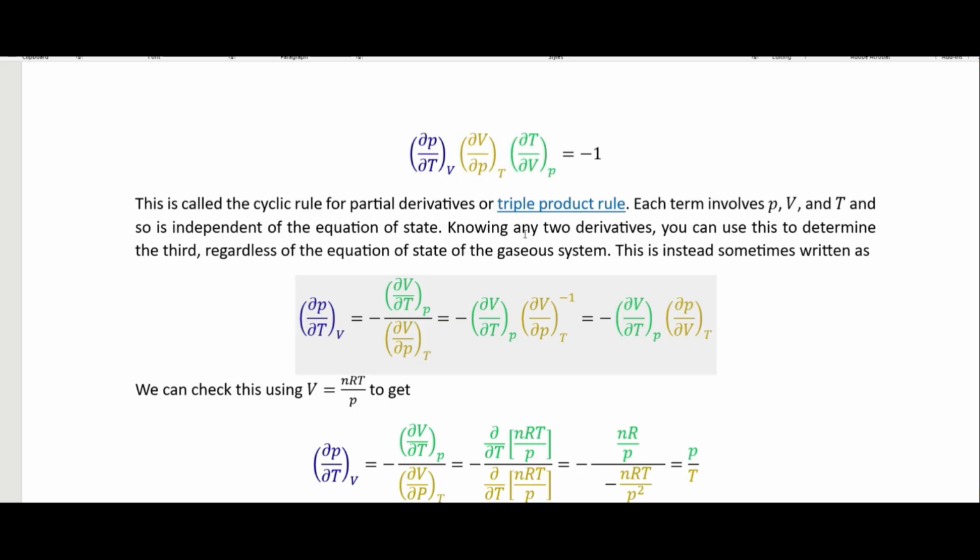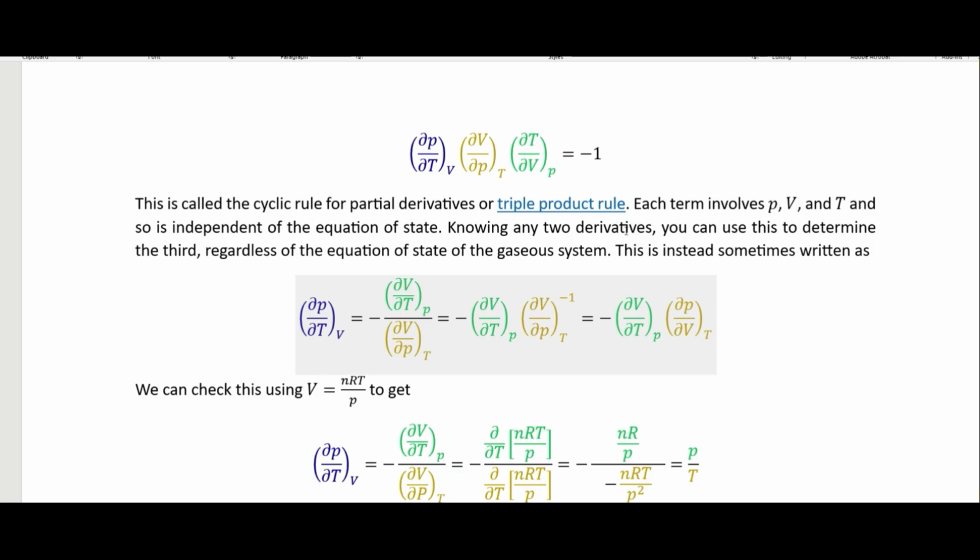Again, we can think of this like fractions in algebra, where we see this pressure right here will cancel with this pressure, this volume with this volume, this temperature with this temperature. And so when we multiply all these together, we get -1. And this is called the cyclic rule for partial derivatives, or also the triple product rule. So each term involves the pressure, volume, and temperature, and so is independent of the equation of state.